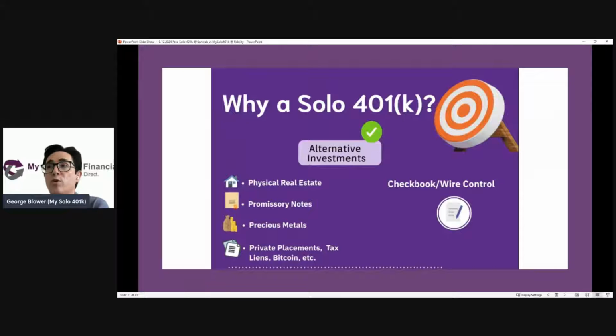It could be cryptocurrency. And as part of the establishment process with us, we're helping our clients open up accounts where they have checkbook control. This could be a brokerage account like a Fidelity that will actually give a free checkbook, or it could be a bank account where you have access to certified bank checks, the ability to wire, the ability to ACH easily in and out of the account.